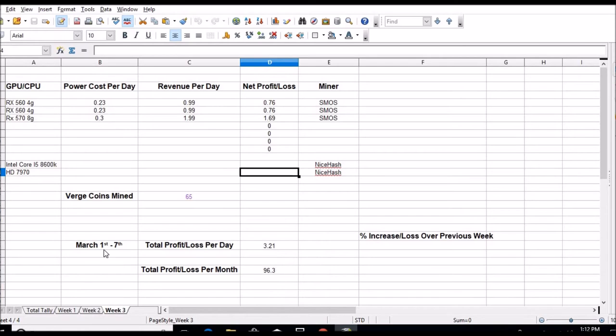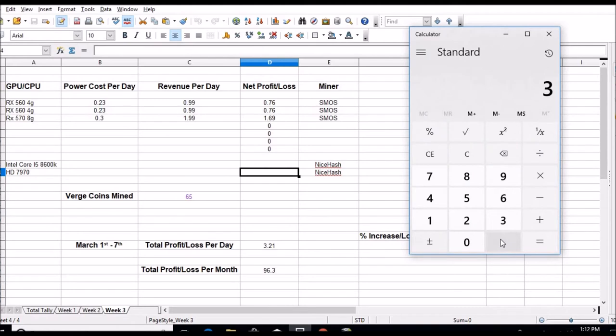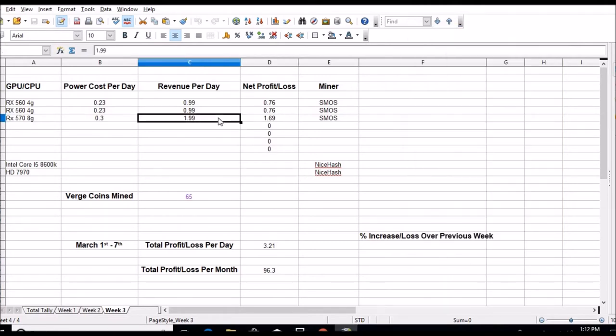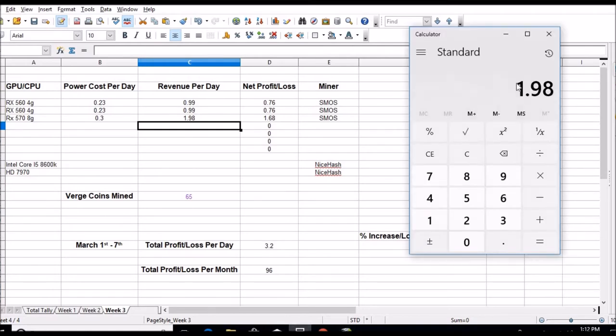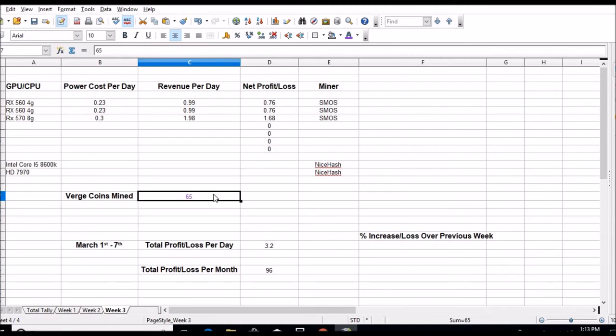We are now in week 3, March 1st through the 7th. So 3.96 divided by 2, $1.98 right now. So not much of a change. So then we would divide that by 2. Pretty much 99 cents. So just a slight bit of a drop, nothing much. So let's update this to 122 coins so far.